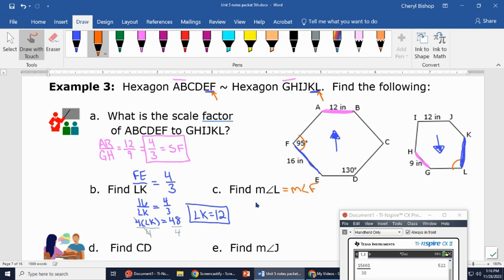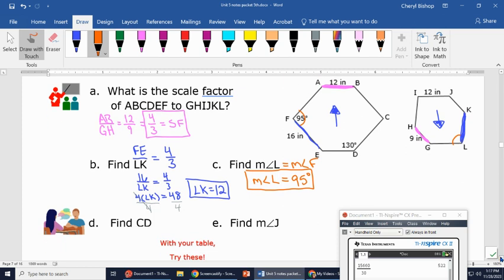Yeah. So that means the measure of angle L is equal to 95 degrees. So it's only sides that you have to set up proportions for. It's not angles. Angles are equal. Okay?